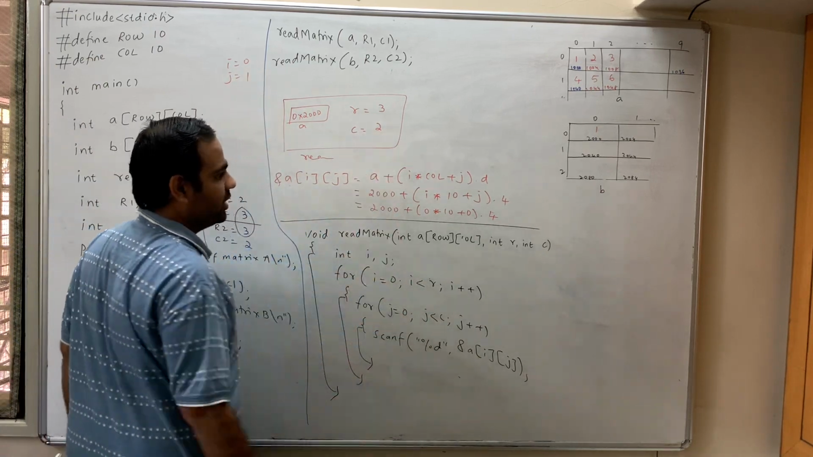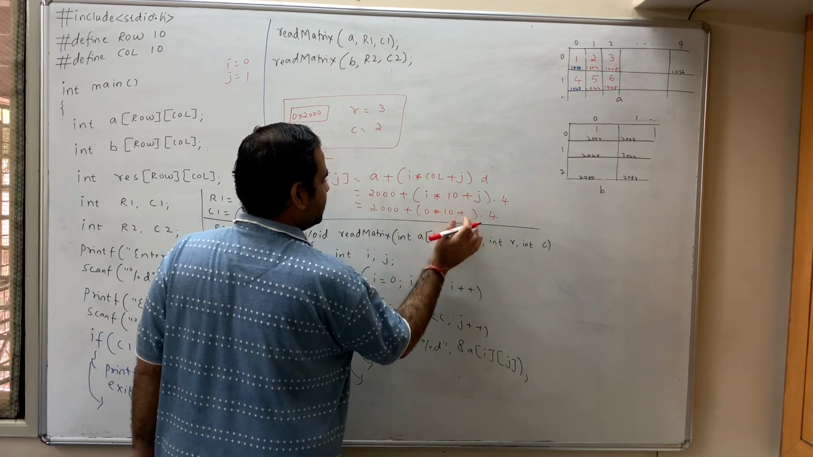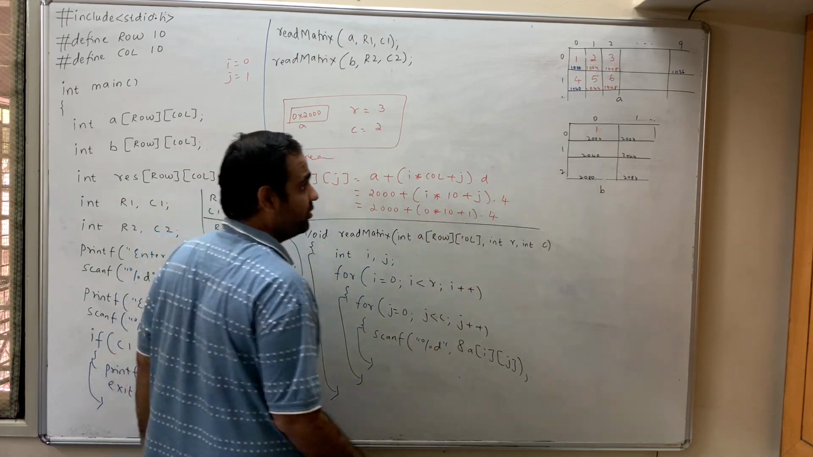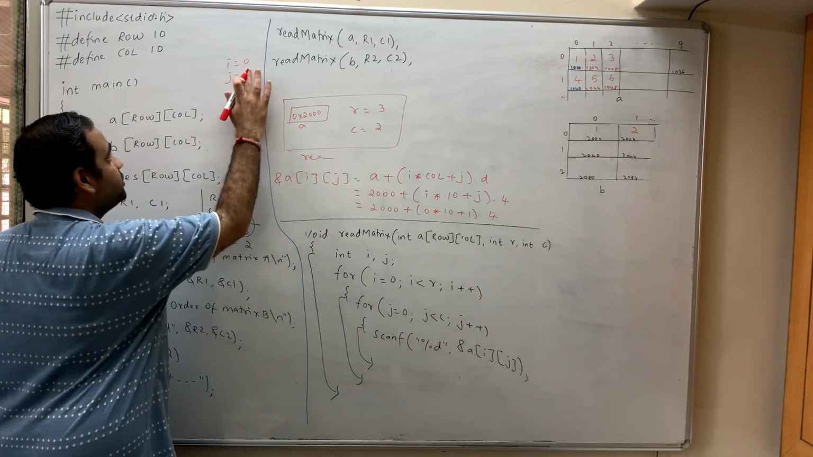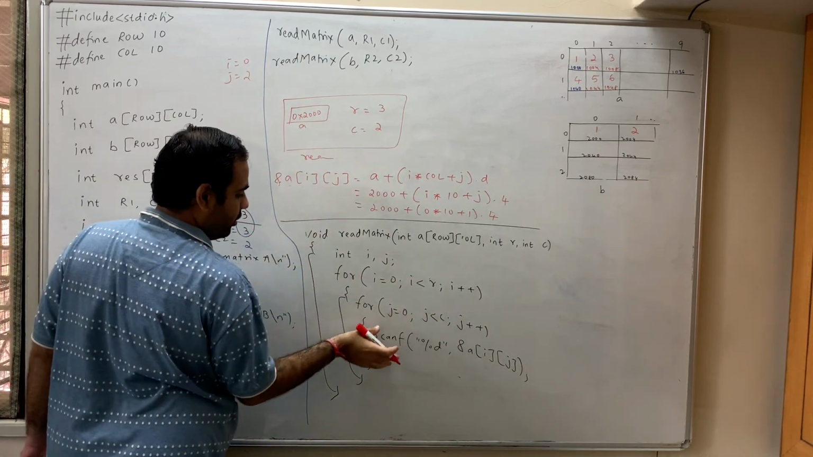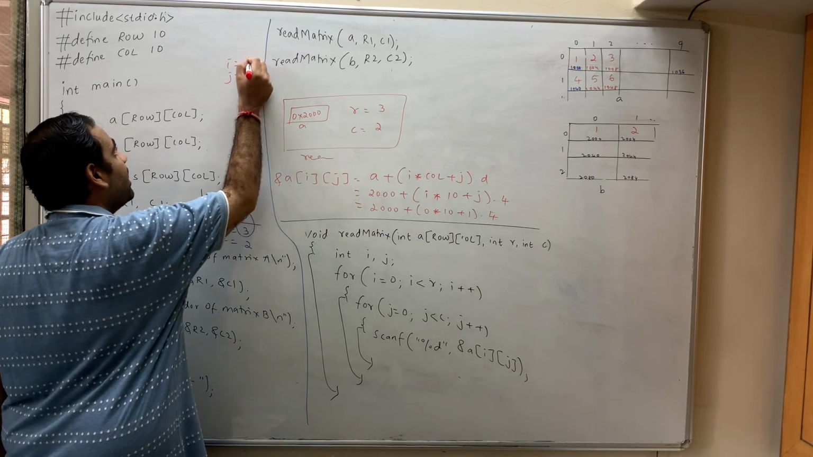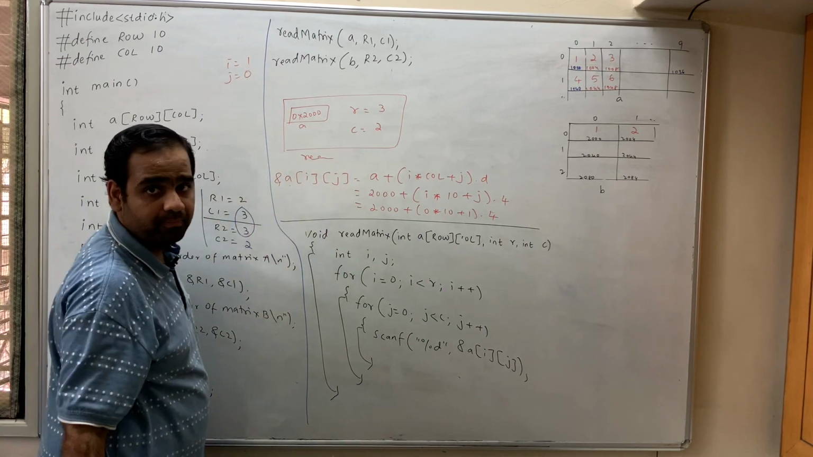1 less than 2, yes, 1 is less than 2. Wherever there is j, you write down 1, it becomes 2004. Read integer at location 2004. j plus plus, 2. 2 less than 2 is false. You come out, again you say i plus plus, i becomes 1, j starts from 0.